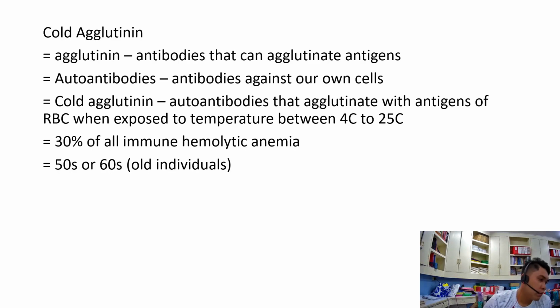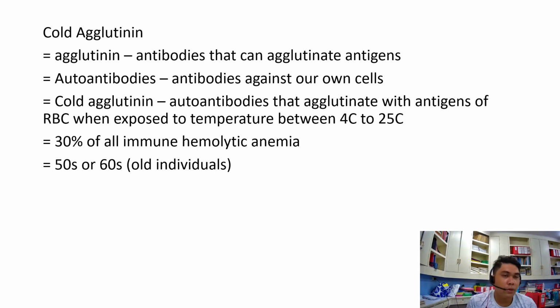One of the causes of autoimmune hemolytic anemia is the cold agglutinin. So regarding cold agglutinin, first, what is agglutinin? Agglutinin is an antibody that can agglutinate antigens. Next is the term autoantibodies: antibodies against our own cells.